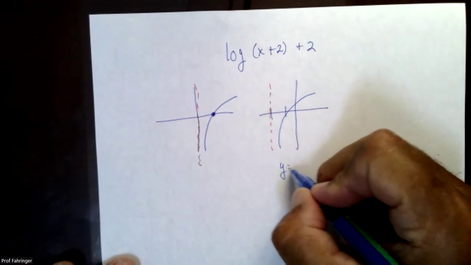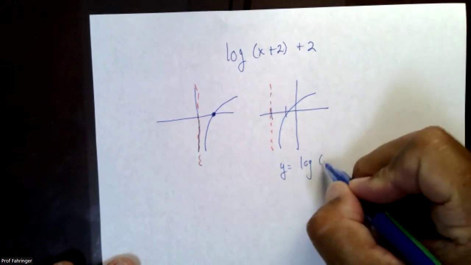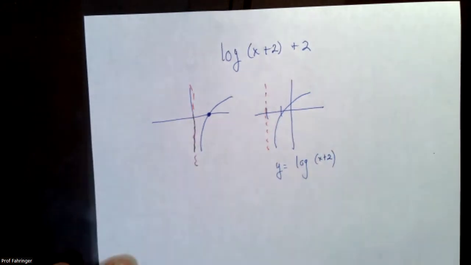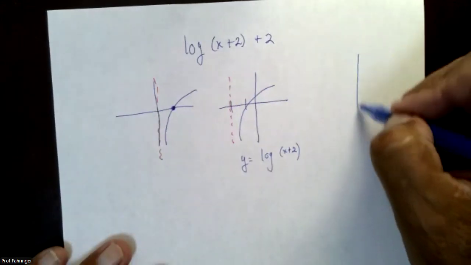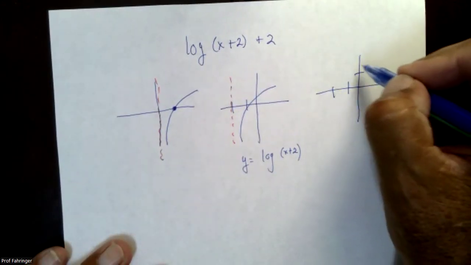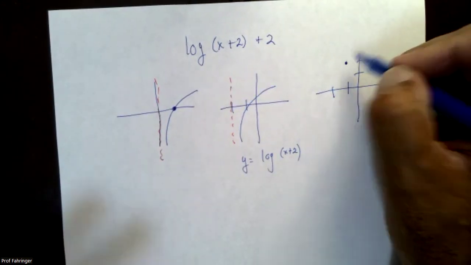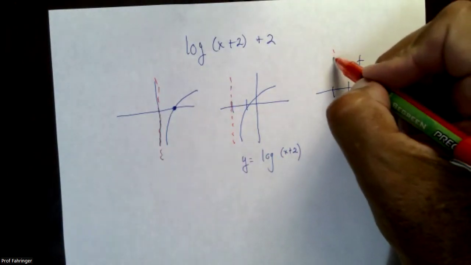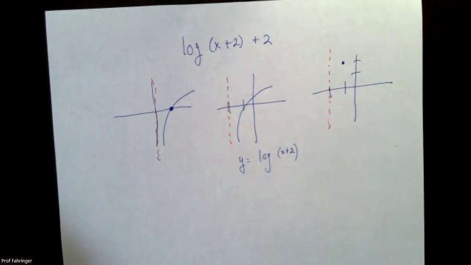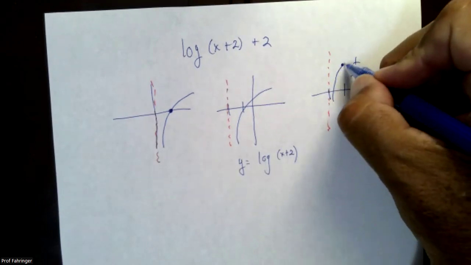And that's y equals log of x plus 2. And then, as you said, we're going to take the whole thing and move it up. Again, my asymptote makes it nice and clear what's going on. And I have a graph that looks like this.